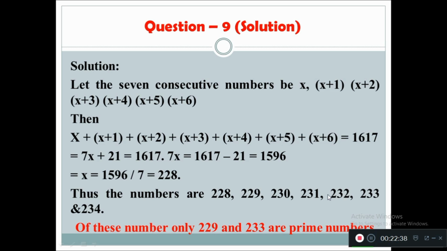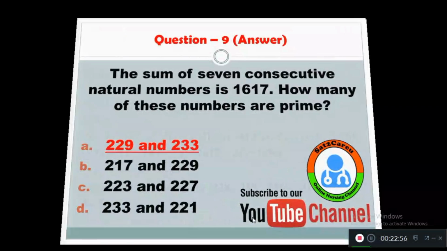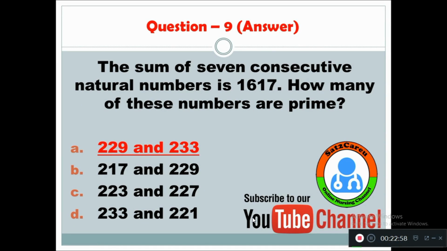Now in this, what are the prime numbers we are having? You see that 228 can be divisible, 230 also can be divisible, 231 also can be divisible. So the two numbers which cannot be divided by any number are 229 and 233. These are the prime numbers. You can check the answer: option A, 229 and 233.